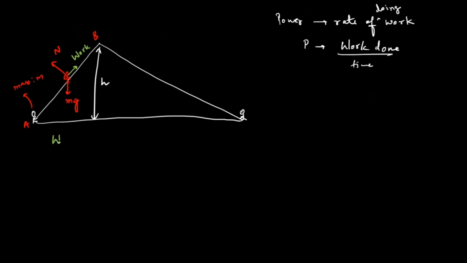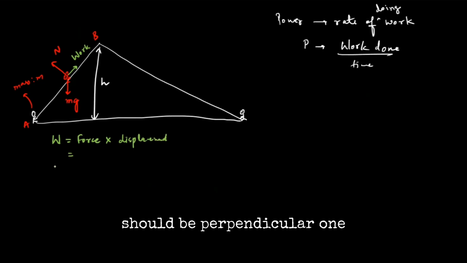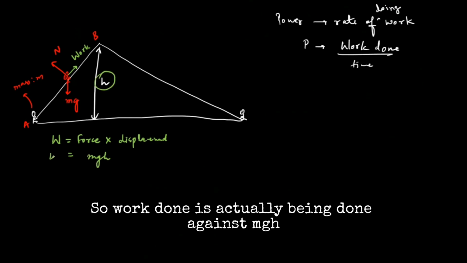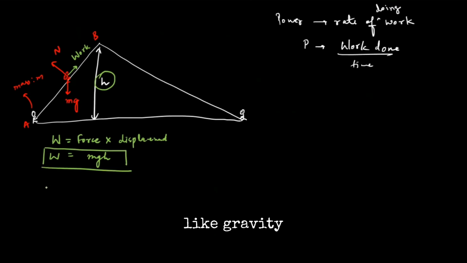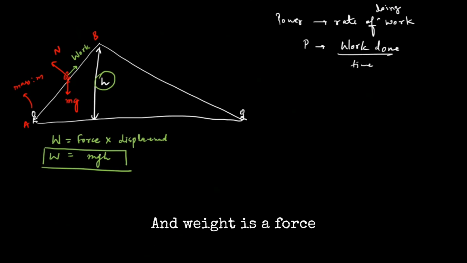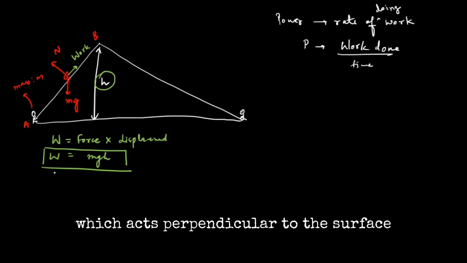Work is nothing but force times displacement. The normal force is perpendicular to the displacement. So work done is actually being done against gravity, mgh. If we are going up a hill, we are working against what force? We're working against our weight, and weight is a force which acts perpendicular to the surface.